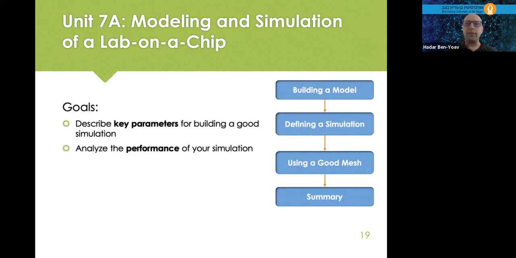Okay, so here we finished the first part of the lecture, and we talked about modeling and simulation of a lab on a chip. We talked about the key parameters. What are the steps that you should do when you want to build a model? First part is to ask yourself, do we really need a model? Yes, if we really need to build a model, something we can't answer by experiments, and how we can analyze the performance of the simulation to see that we indeed get good results and not bad results, such as garbage in, garbage out.